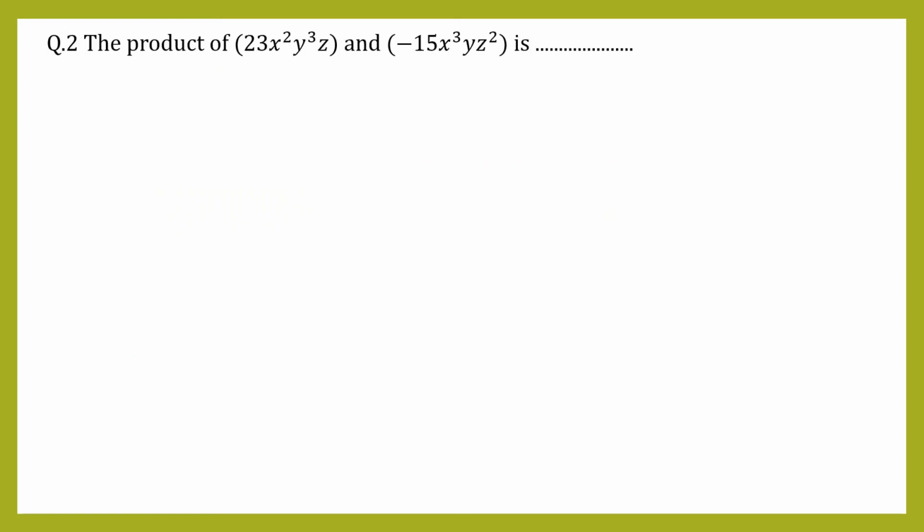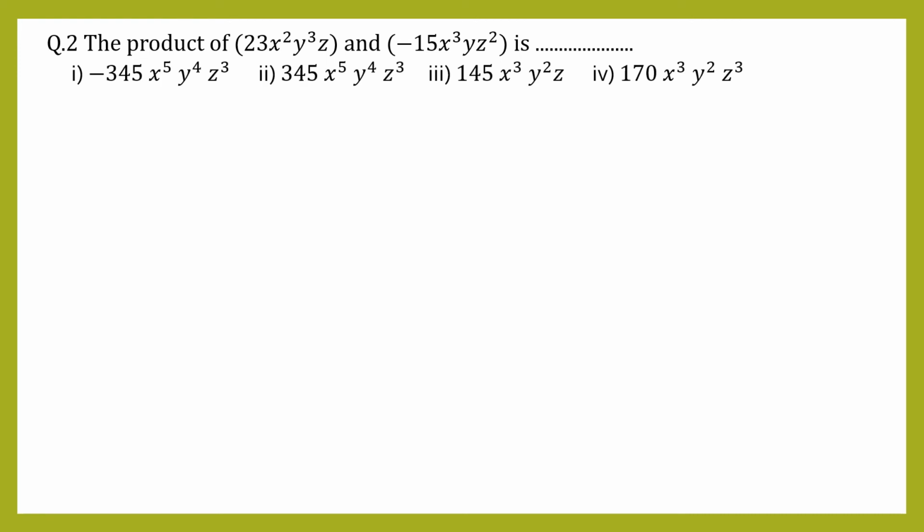Practice set 36, question number 2. The product of 23x square y cube z and minus 15 x cube y z square is dash. We have been given 4 options. We need to find out which is the correct option. Now let's multiply and check which is the correct option.